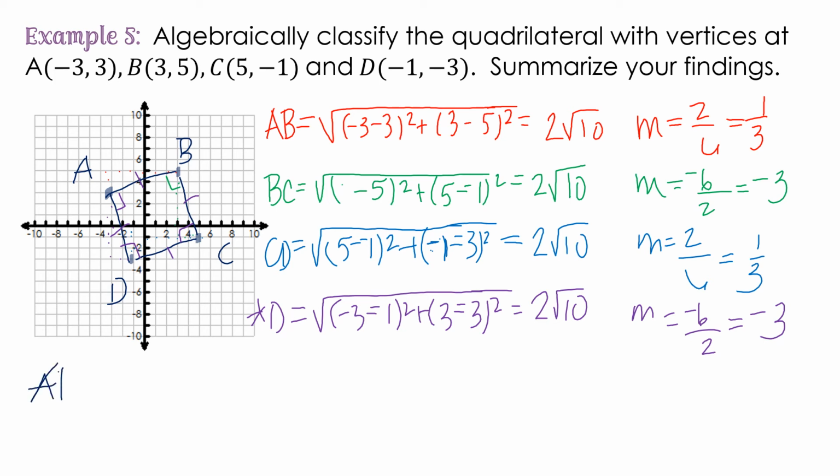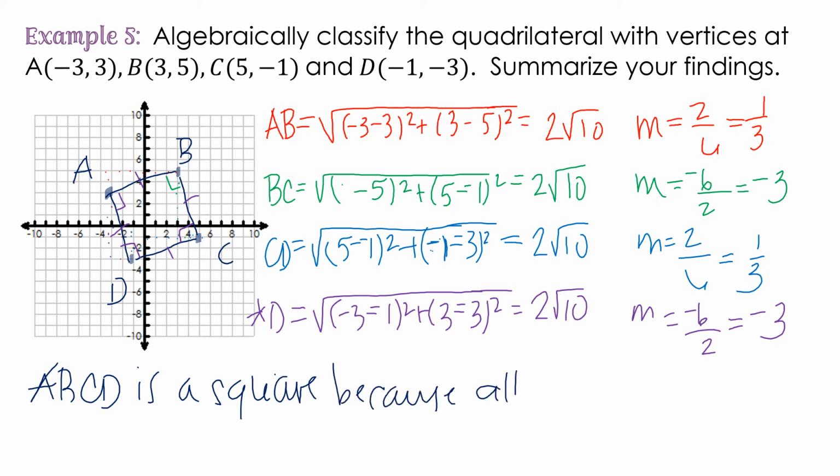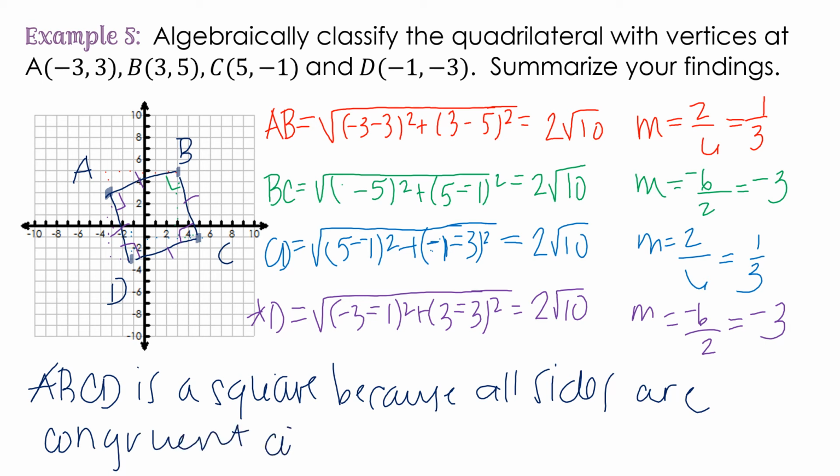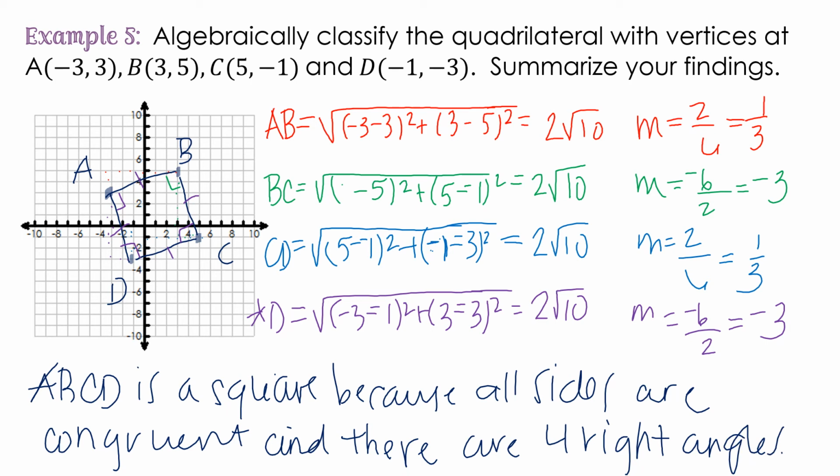So ABCD is a square because all sides are congruent and there are 4 right angles. Or you can say consecutive sides are perpendicular. You can say it a couple different ways. Again, make sure you have the work to support your statement.